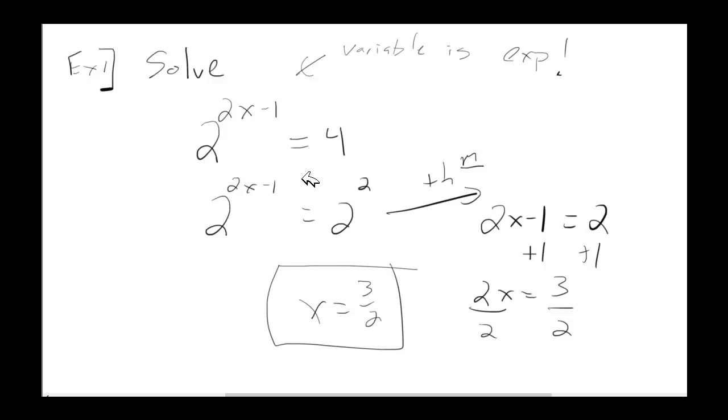And then like anything, you can plug it back in and make sure it works. If I plug this in, 2 times 3/2 is 3, 3 minus 1 is 2, and 2 squared is 4. So you can see that it works. Okay, that was the easy example. Let's look at a medium example.